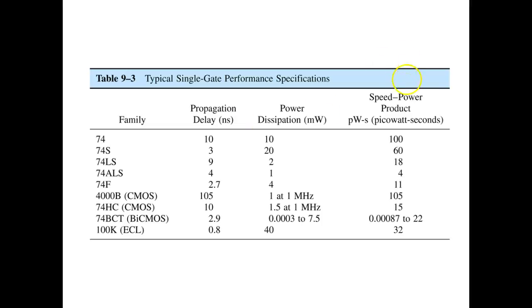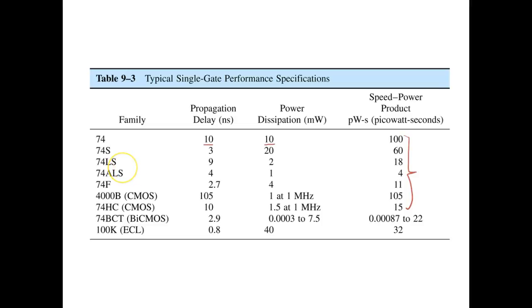And then they came up with what they call a speed power product. Can you see how they came up with that? They just took the propagation delay and multiplied it by the power dissipation per gate. So the lower the number, the better the overall power versus speed. Then they came out with the S series. What's the typical propagation delay for a 74S series? Right here, 3, but it uses 20 milliwatts per gate because it's faster, but it consumes more power. So it's a little better than this one because it's got a speed power product of 60.